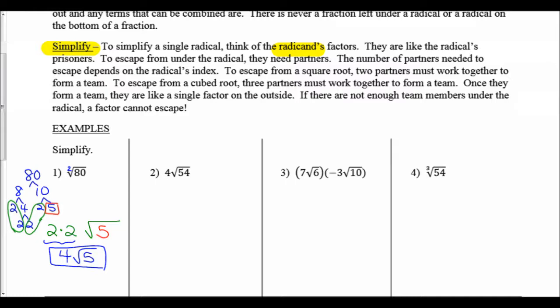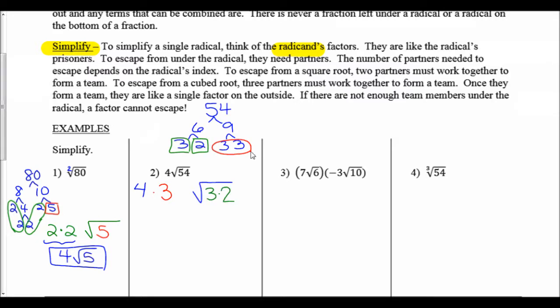In example 2, there's already 4 on the outside. So I have my 4 outside, and then I want to try to break down 54 by making its factor tree. Pause the video while you try number 2. To break 54 down into its prime factors, I have 3 3's and a 2. So I have a set of 3's. I need a set of something to come out from underneath the square root. Unfortunately, both the 3 and the 2 are still left inside because they don't have any partners.